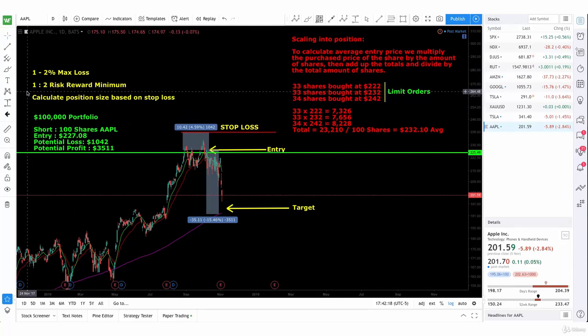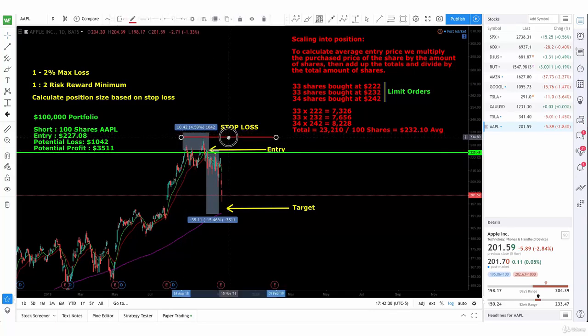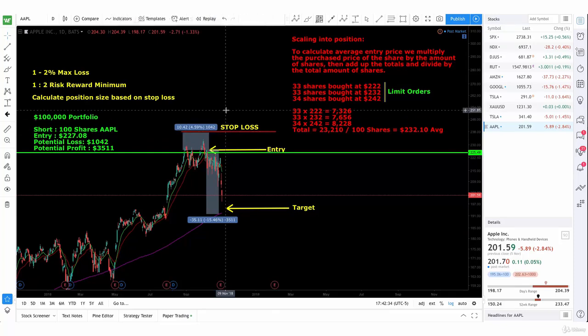What that means is that we have your entry position, and the further away your stop loss is, the smaller the position should be. And the closer the stop loss is, the bigger the position could be, because you can lose less money, so you can have a bigger position.